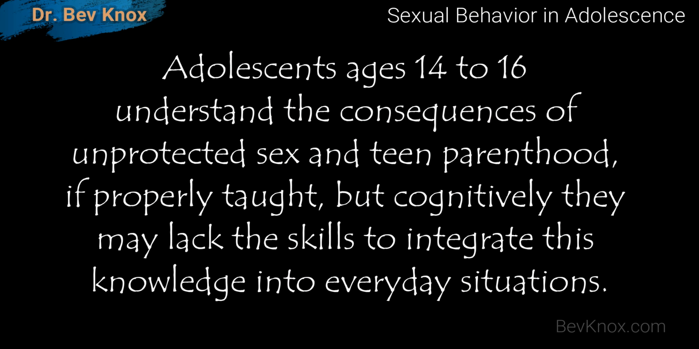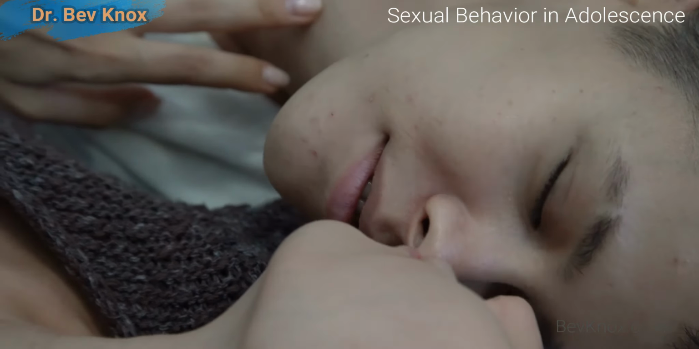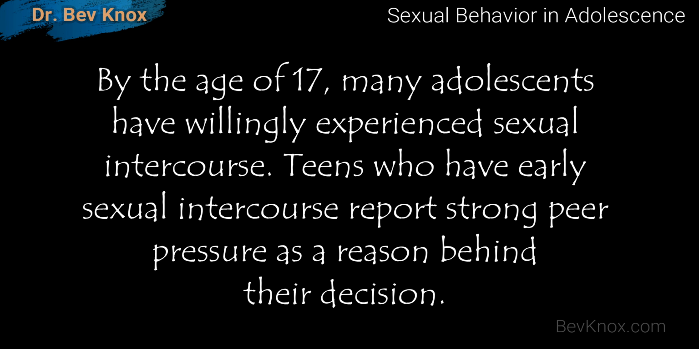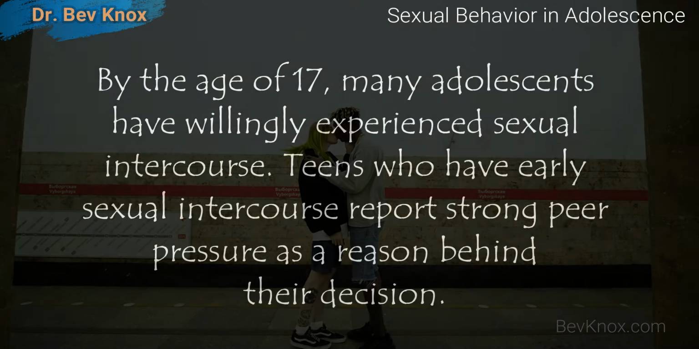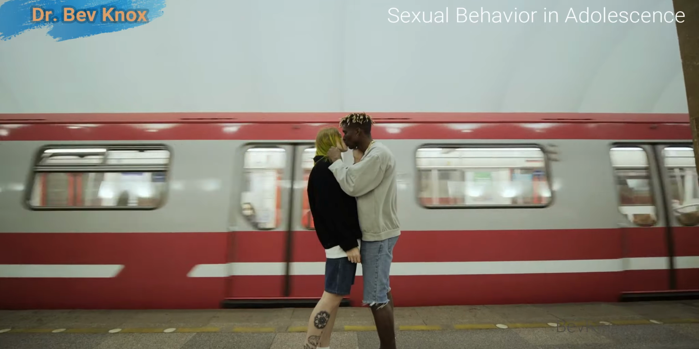Adolescents age 14 to 16 understand the consequences of unprotected sex and teen parenthood if properly taught. But cognitively, they may lack the skills to integrate this knowledge into everyday situations or consistently to act responsibly in the heat of the moment. By the age of 17, many adolescents have willingly experienced sexual intercourse. Teens who have early sexual intercourse may report strong peer pressure as a reason behind their decision. Some adolescents are just curious about sex and want to experience it.